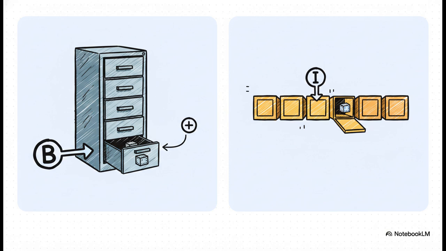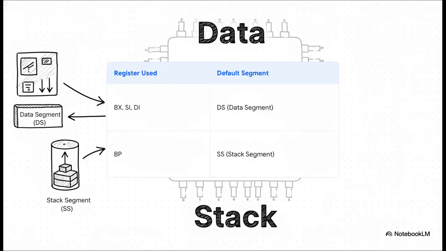This is perfect for grabbing different fields inside a structured block of data. On the other hand, you have index addressing. It's similar, but it uses an index register, SI or DI, which is absolutely ideal for stepping through an array to get to one specific element. And, just like before, these modes have their own default behaviors.